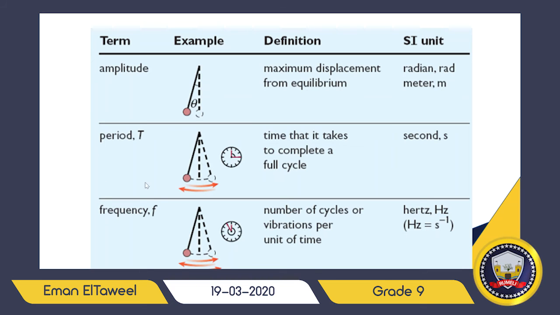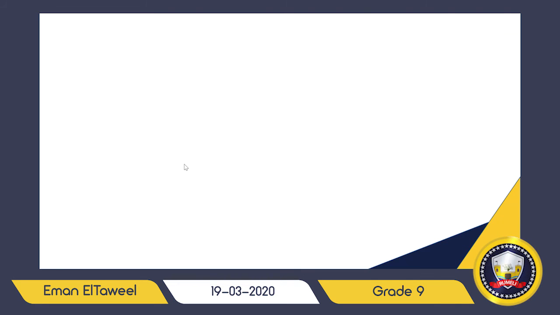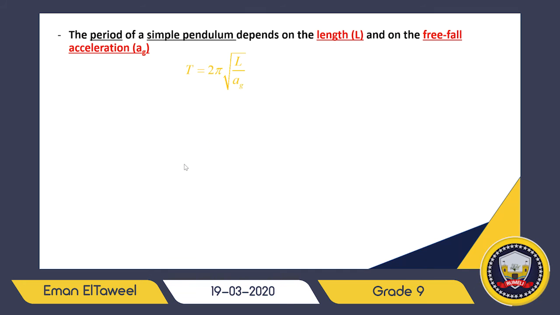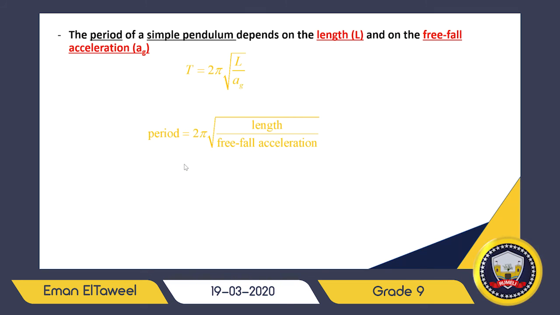Now let's see how we can calculate the period for both the simple pendulum and the mass spring system. In the simple pendulum, we are going to use this formula. Actually, the period of the simple pendulum depends only on the length and the free fall acceleration, or the gravitational force.